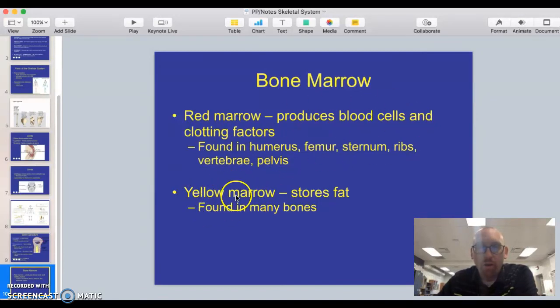Your yellow marrow is primarily there to store fat. This is found in many bones, where it stores a lot of your lipids. If you've ever heard of someone, say after Thanksgiving, taking the bones and making a stock, maybe a grandparent or a parent who has done that, they boil the carcass, the bones, and then you get this really rich chicken broth.